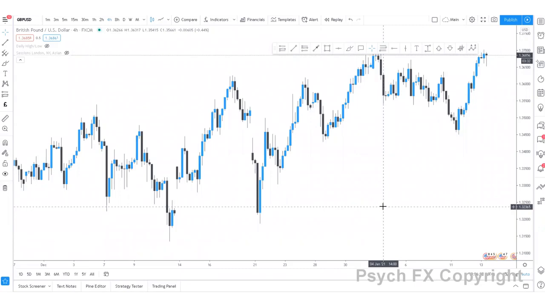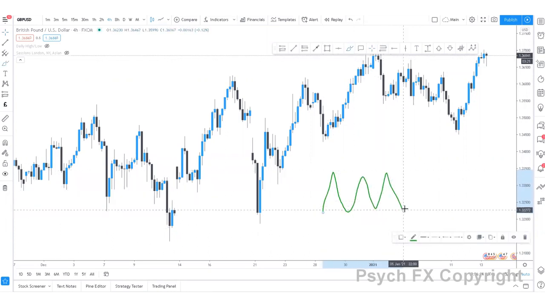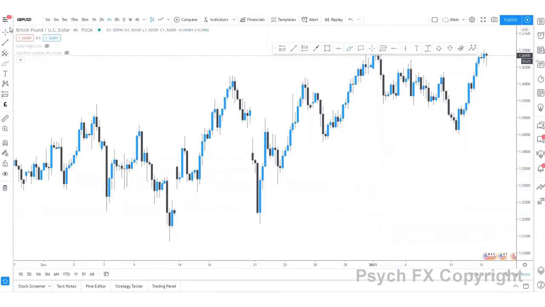Today I want to talk about ranges. Now, I'm not talking about when the market is going sideways like this. This concept that I'm going to be teaching you is so important, and it will help you combine your long-term approach and your short-term approach.